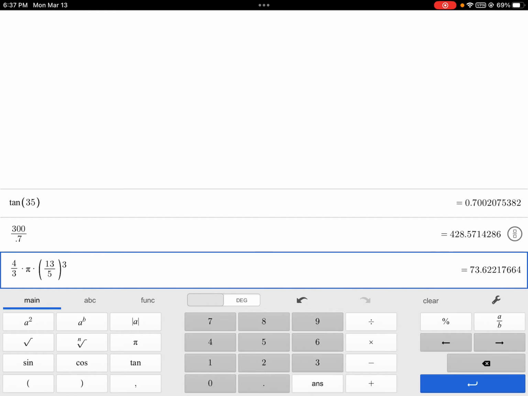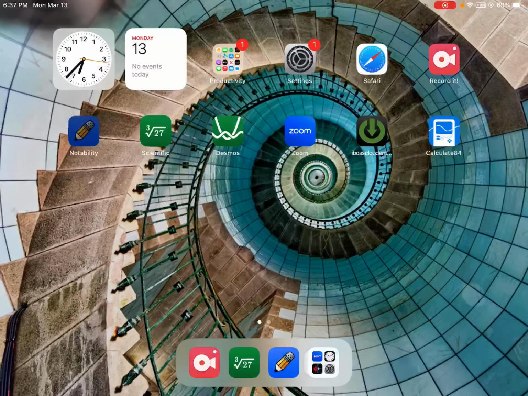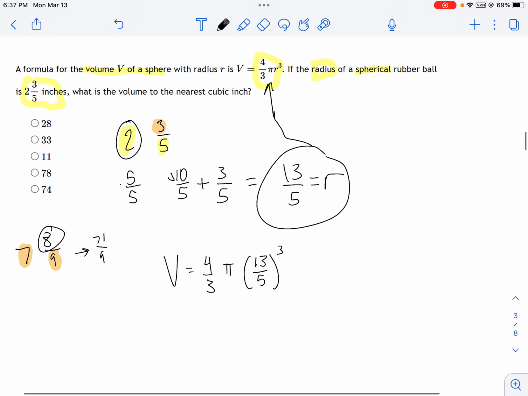So then you have 73.622 approximately. And 73.622 is closest to 74, which means 74 is going to be our answer here. Okay? And that's it. You would be done from that point on.